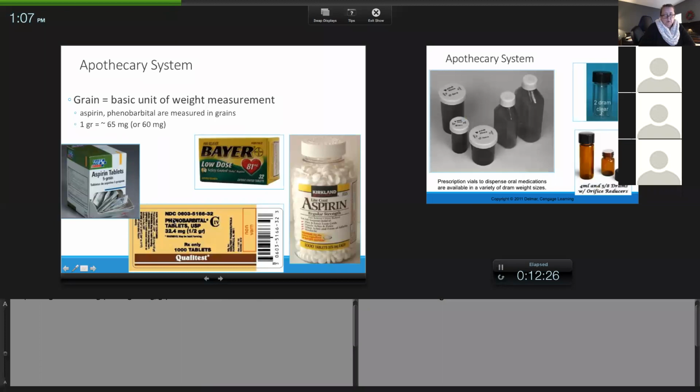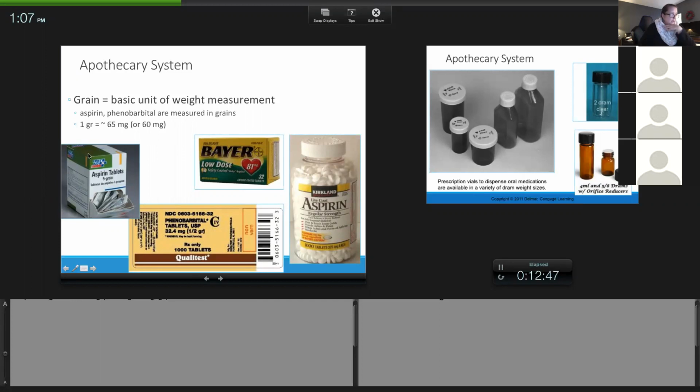One conversion also to know is 1 grain. GR is grain, not gram; it stands for grain. 1 grain is equal to 65 milligrams. I've seen people write 60, 64 point. It's actually, we just say 65, okay?